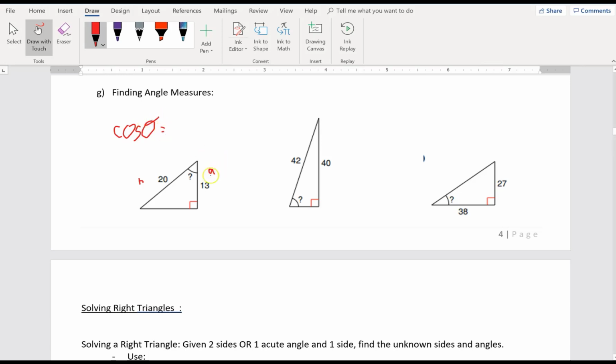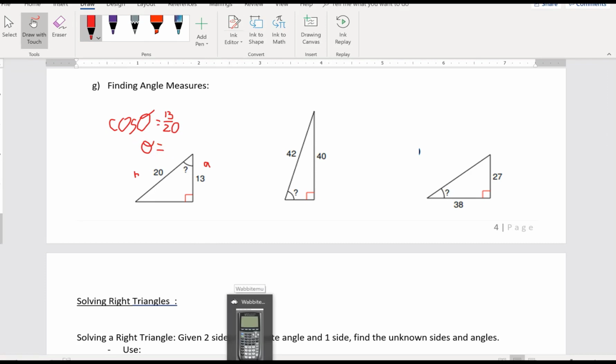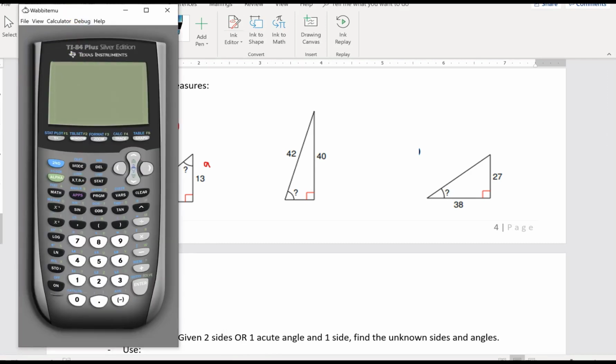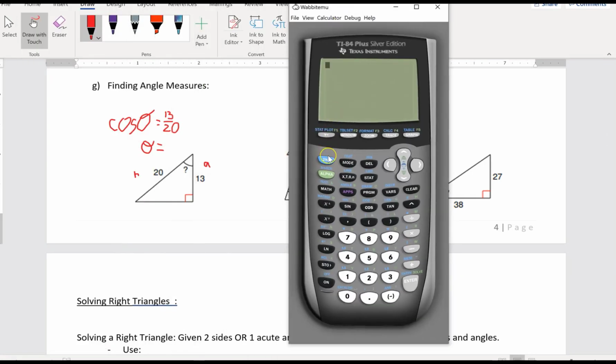So we're looking for cosine of theta is adjacent over hypotenuse, so 13/20. So when you take the inverse of cosine on both sides, you get theta equaling, if we pull up the calculator, we're going to go to second cosine, so that gives you what is in blue, cosine inverse. We'll put in 13/20.